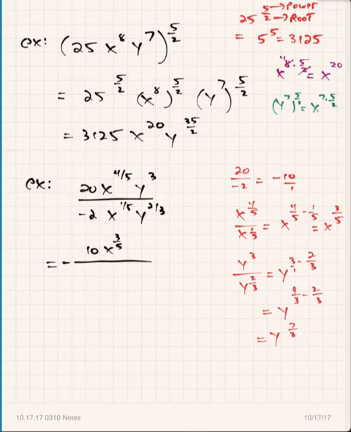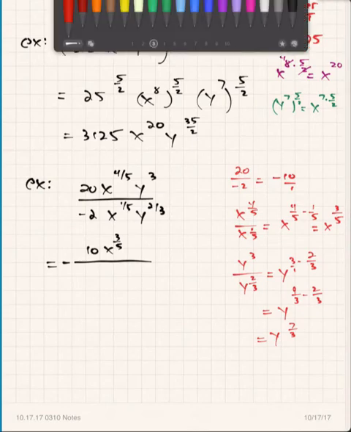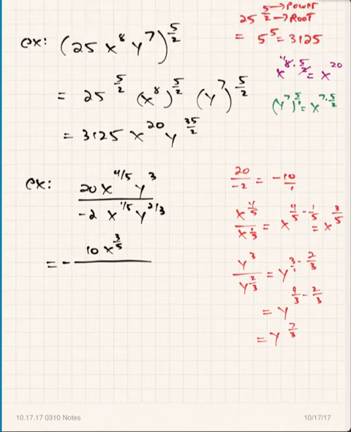And again, Michelle, you asked about this on the x's, the bigger exponent's in the top, so that y to the 7/3 goes in the top right here. And so the bottom has just got a 1 in it. And so this ends up giving you -10 x to the 3/5 y to the 7/3 at the end.